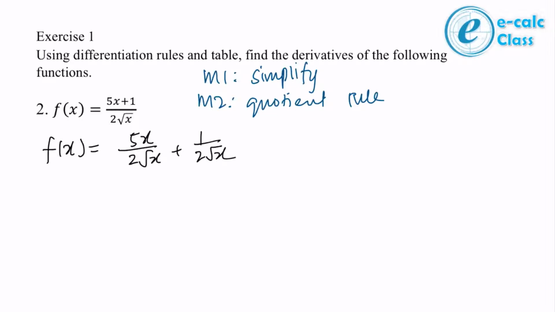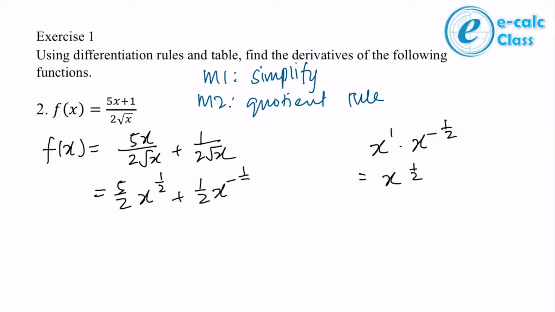Then you just play with your indices. X to the 1 times x to the negative half. 1 minus half is half. And the reason I want to write it in indices form is so that later it's easier for me to bring down the power minus 1. Then plus 1 over 2 x to the negative half.